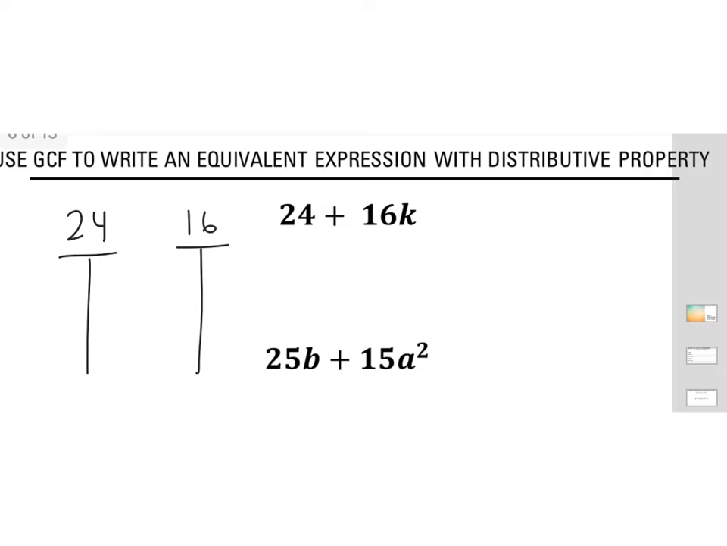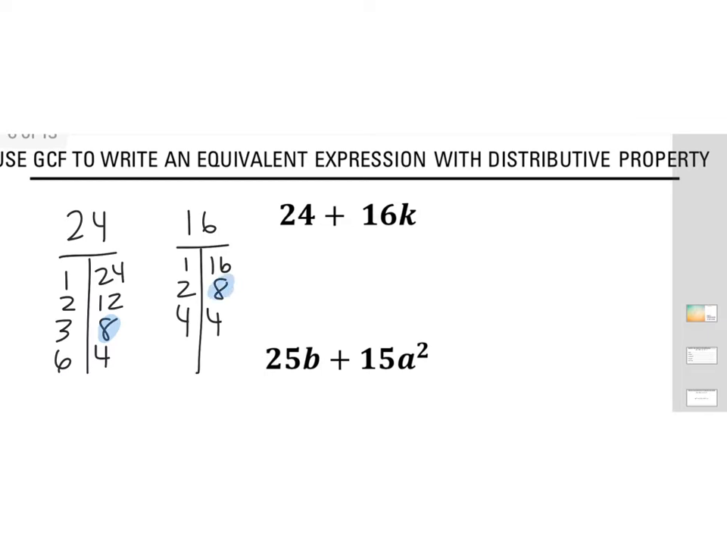So our factors of 24 would be 1 and 24, 2 and 12, 3 and 8, 6 and 4, or 4 and 6, and then we're done. For 16, we have 1 and 16, 2 and 8, and then 4 and 4, and we are done. And we can see here that the greatest common factor is 8.